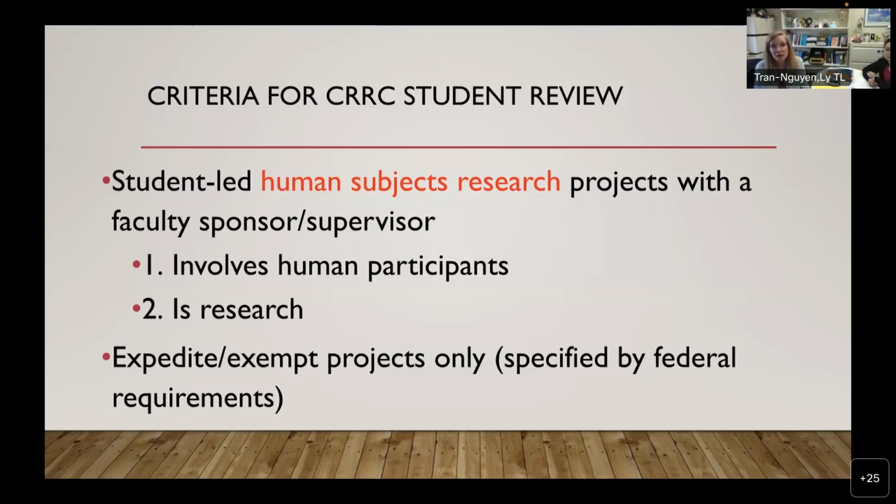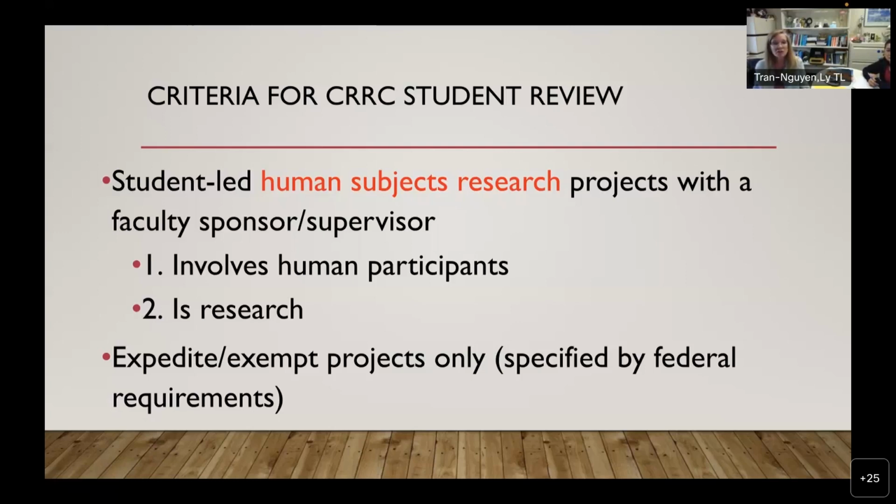So if you are just assigning students a project in order to collect data from other human beings, if they're just presenting it in class or doing it as a way for you to teach them about the research process, they would not have to go through the CRRC review. So that includes other things too, like program evaluation or internal reviews of programs, political opinion polls, things like that, teaching evaluations. Those are not considered to be human subjects research.